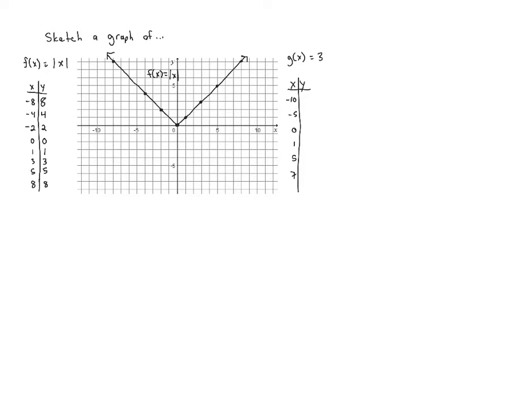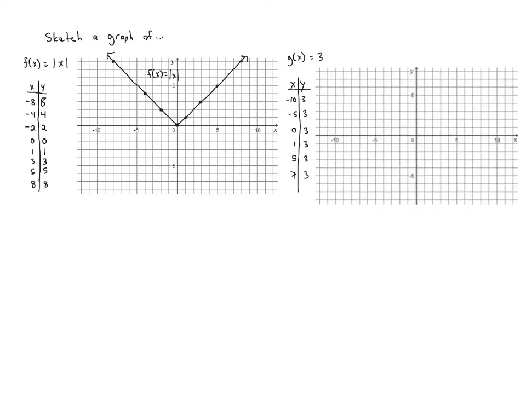Anyways, in this case, the function g of x just returns 3 as the output. Doesn't matter what x is, doesn't matter what the input is, the output is always going to be 3. So for all of these, the output, or the function value, is going to end up being 3. Let's see what this looks like. All right, let's plot these points. -10, 3 is there. -5, 3, 0, 3, 1, 3, 5, 3, 7, 3.